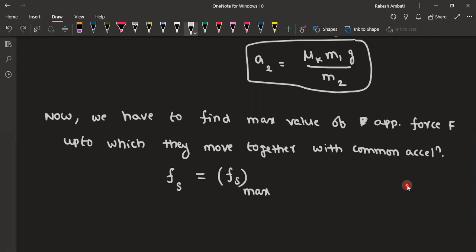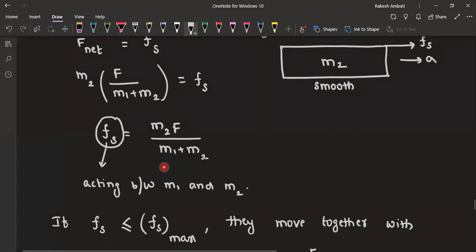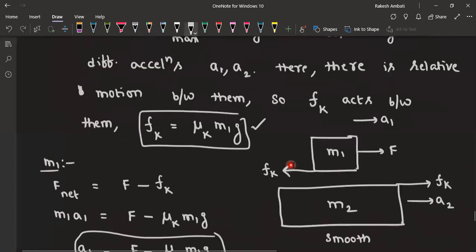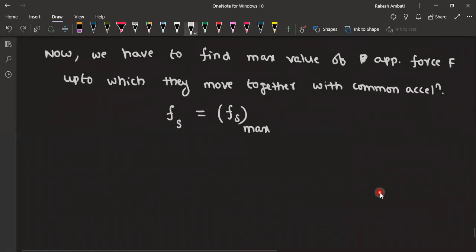And what is the Fs value already? Please refer to the previous. What is the Fs value already here? It is M2F upon M1 plus M2. So in the place of Fs, we are writing M2F upon M1 plus M2. But in the place of F, what are we finding? Maximum. So we are finding the maximum applied force up to which they are moving together with a common acceleration. That means Fs equals Fs maximum.